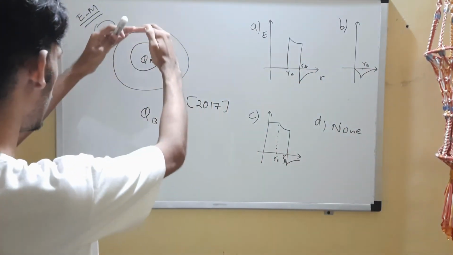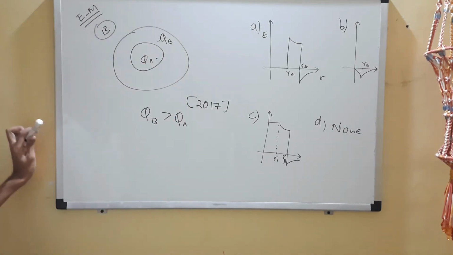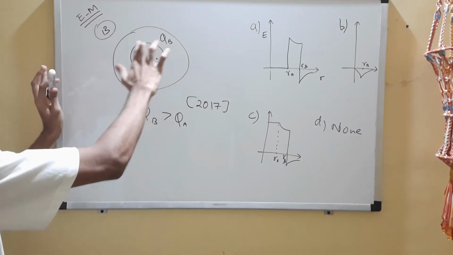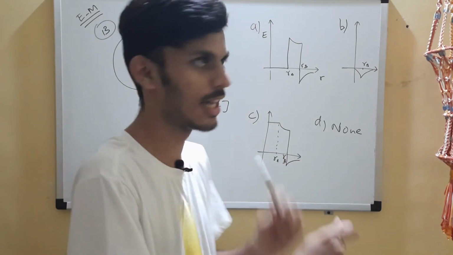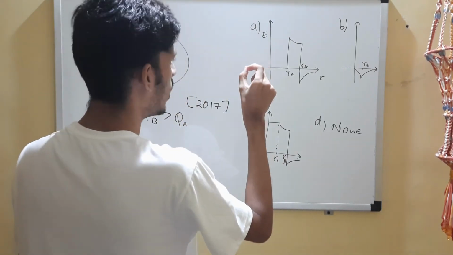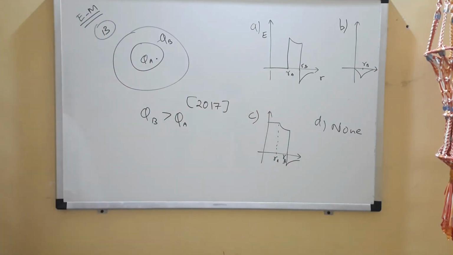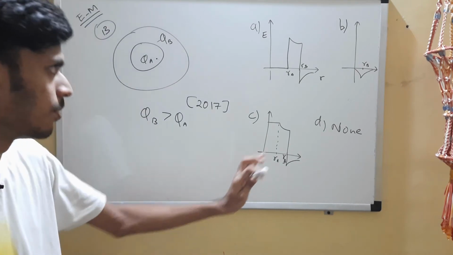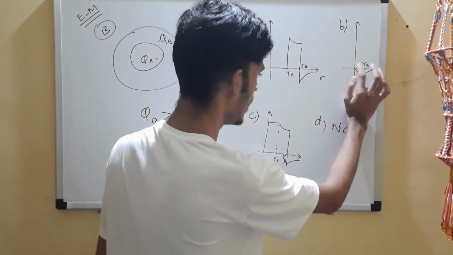You can see that it is inside both the shells, so the electric field at this point will be zero. This is true for any point inside this shell RA, because it is inside that shell. So electric field till RA should be zero. A seems to be the correct option. Anyways, we have to go ahead and see the other ones too, but option B is incorrect, right? The electric field at RA should be zero.